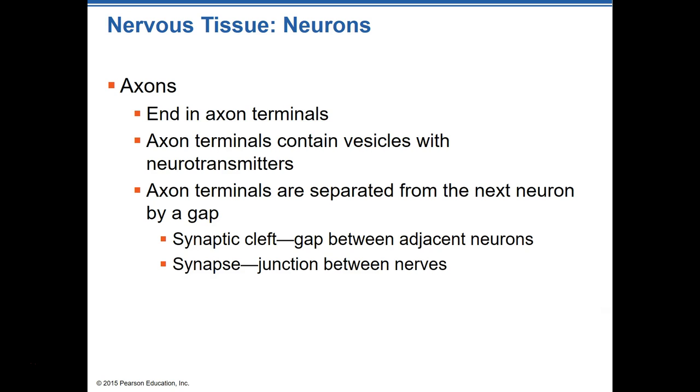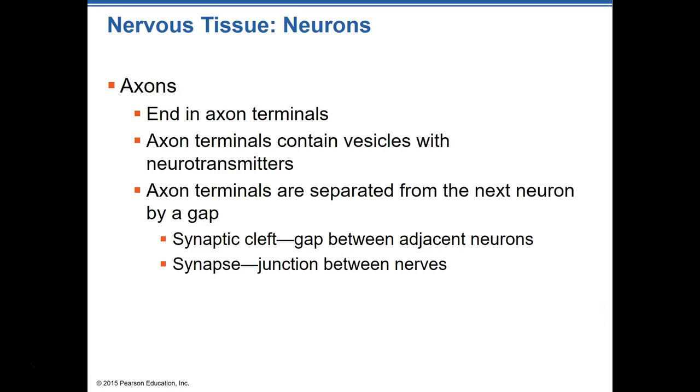Okay, so axons end in axon terminals. So the terminal end, the very far end of the axon or the nerve, is the axon terminal. They contain those vesicles that we talked about a little bit in chapter 6 that have those neurotransmitters in them, the chemical messengers that'll go across the gap between the nerve and whatever organ, tissue, muscle, or whatever it is that it's communicating with. Remember, nerves don't actually make physical contact with the tissue that they're trying to stimulate. They use neurotransmitters, these chemical messengers, to do that.